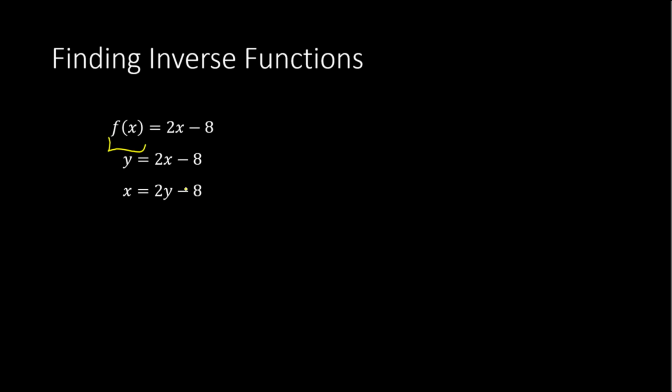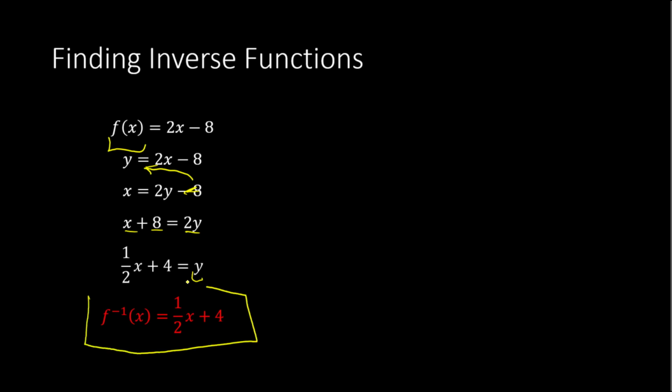And then to finish off, step 3 is we want to solve this for y. So we can add 8 to both sides to bring the negative 8 over. So now we have 2y equals x plus 8. And then get y by itself by dividing everything by 2. That would give you 1/2 x plus 4 equals y. And then your final step is replace this y with the inverse function notation, which is f inverse of x right here. So the inverse is going to be right here.